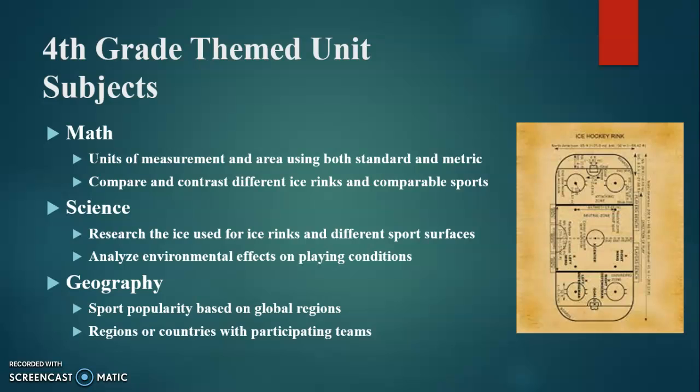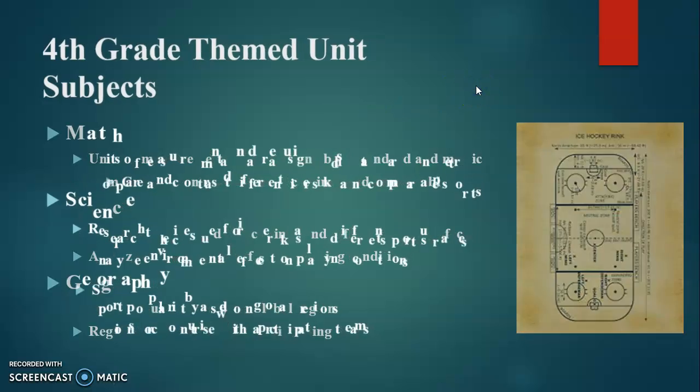And then we also want to analyze how environmental effects change the playing surface and playing conditions. If it's warm in the building or cold in the building, how does that affect the conditions? And we can, again, expand it into other sports as well. Go into geography, and then we'll talk about the popularity, the countries that the sports are played in, particularly hockey, and then compare to your favorite sports from your home countries. And on the globe, we'll figure out what regions and where these sports are played. What part of the globe, or climates, or regions, or countries? So that'll be our geography portion of it.